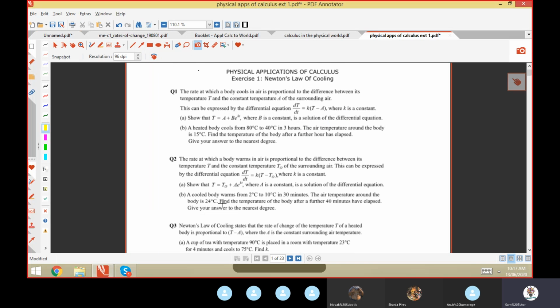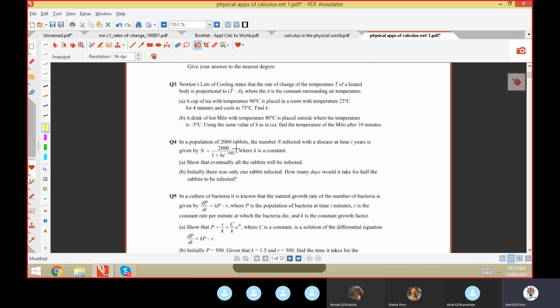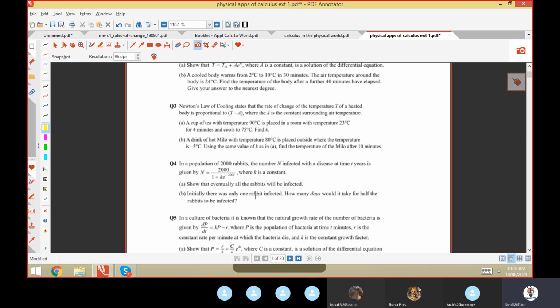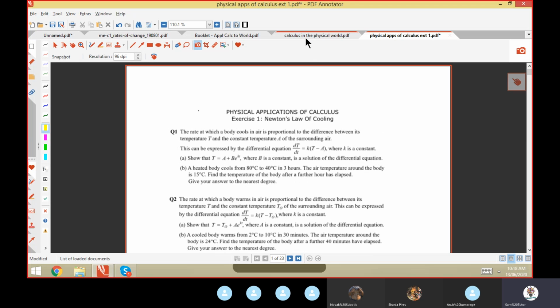See, exactly the same. It's just that I changed the expression just to annoy you a little bit, but it's exactly the same math. I gave you A, I gave you B, I gave you everything. It's just that you've got to find K. And the way you're going to find K is, I said initially there was only 1 rabbit infected. So that means when time is 0, N is equal to 1, and then you're just going to solve for it. So it's exactly the same. Simple stuff.